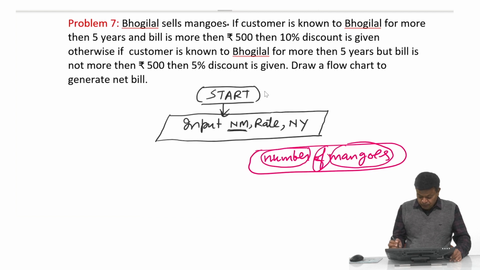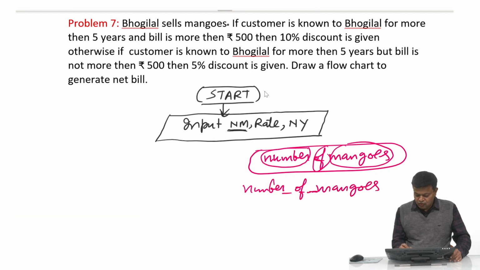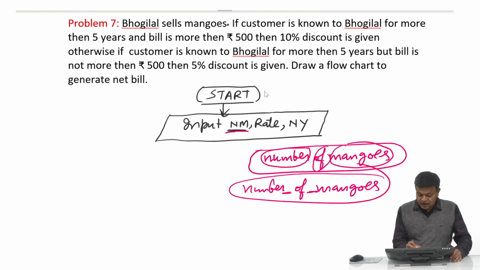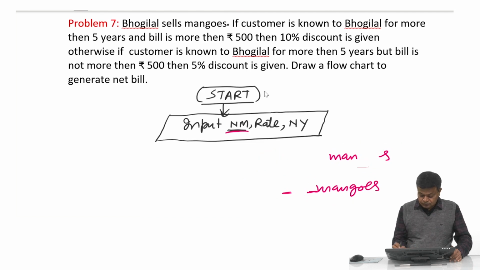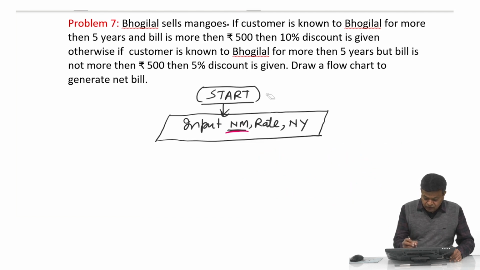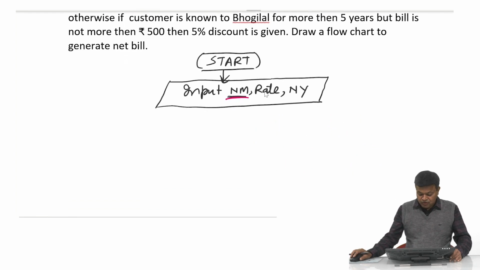Okay. So, many people do like this. Suppose they want to write number of mangoes, then they will be writing like this, number of. Okay, now there is no gap because underscore is being used, but this becomes quite long. So, in my case I have just written NM for number of mangoes. Okay. Fine, let us move ahead. So, we are inputting 3 things: number of mangoes, rate and number of years. Okay.